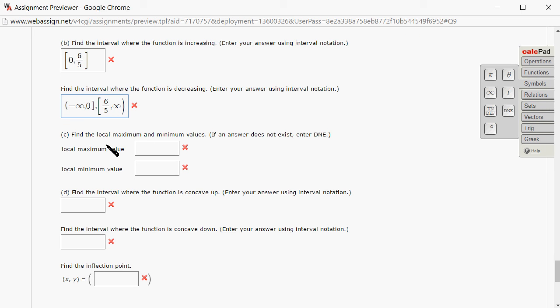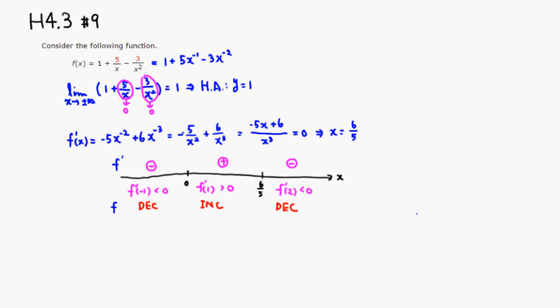Then find local maximum and minimum values. So let's do that. We know that the local maximum happens right here. If you look at it, here it's decreasing to increasing, so this is going to be a local minimum.